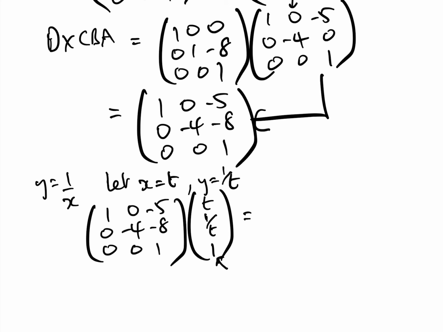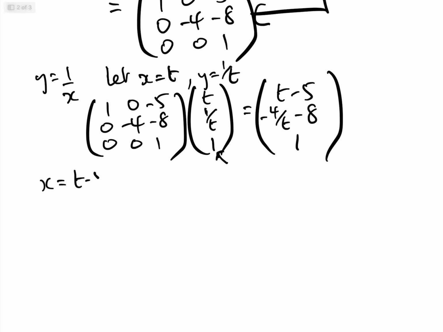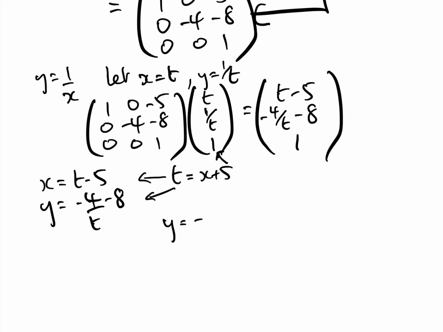And let's multiply this one out, and that gives us t minus 5, minus 4 over t minus 8, and 1. So therefore we know that x equals t minus 5 and y equals minus 4 over t minus 8. And then when we get rid of the t, t equals x plus 5, and sticking that into there, we get y equals minus 4 over x plus 5 minus 8, which equals minus 8x minus 44 over x plus 5.